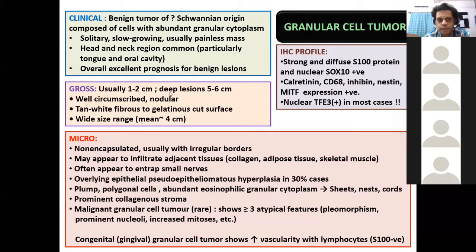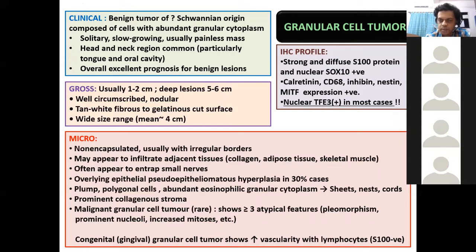We have talked about all these things. The site, the head and neck region, is a very common site, especially the tongue and the oral cavity. So keep that in mind. They look very infiltrative. So they will give you the impression of a malignancy. Keep that in mind, because they go and entrap everything. They entrap nerve bundles.